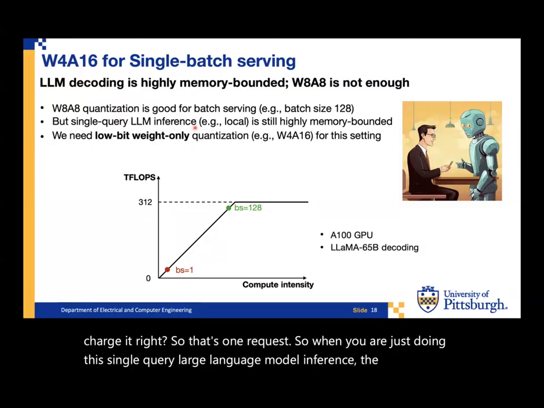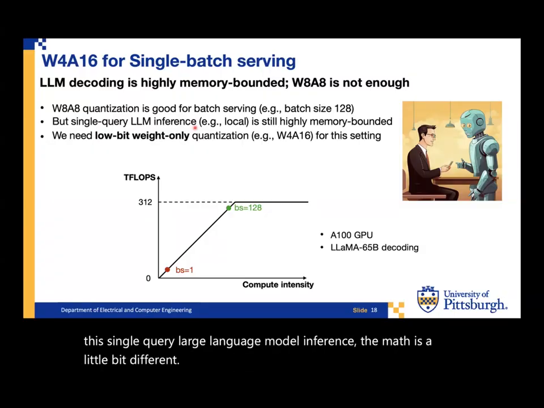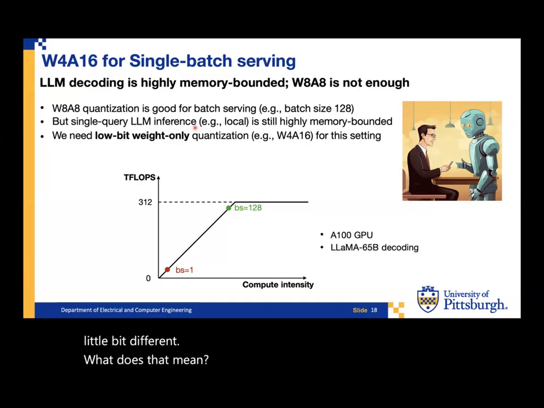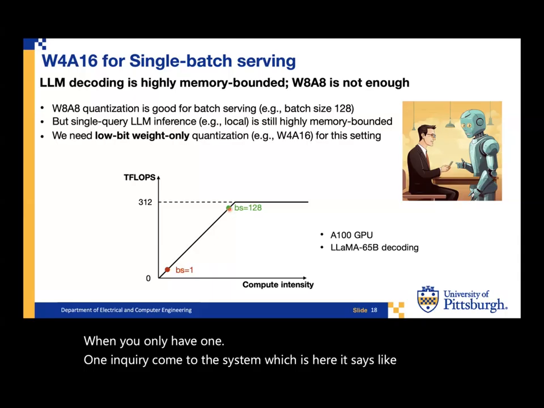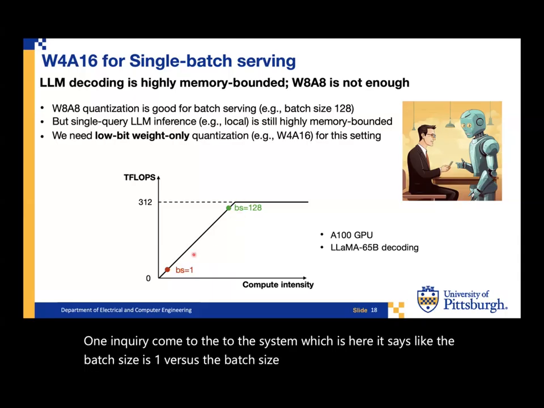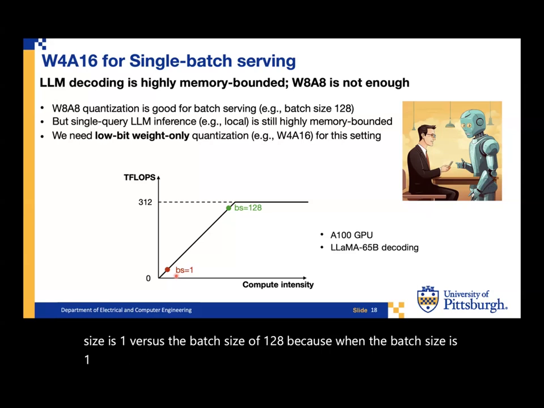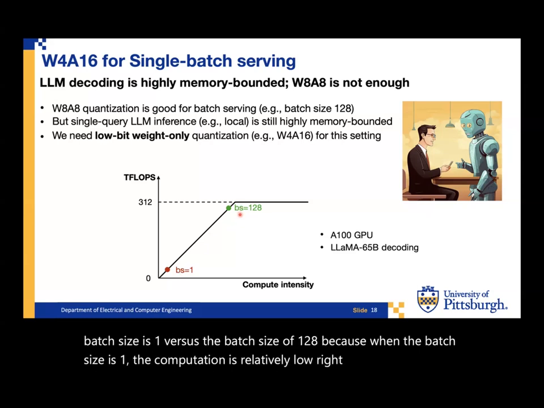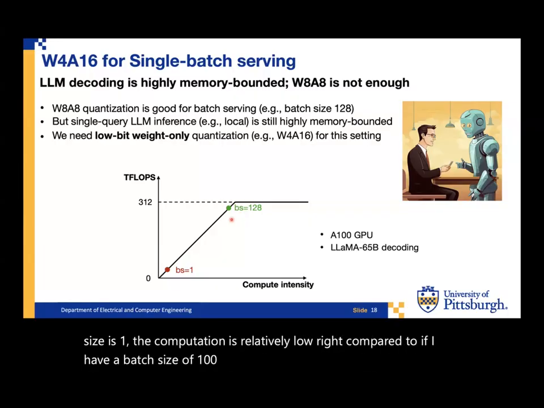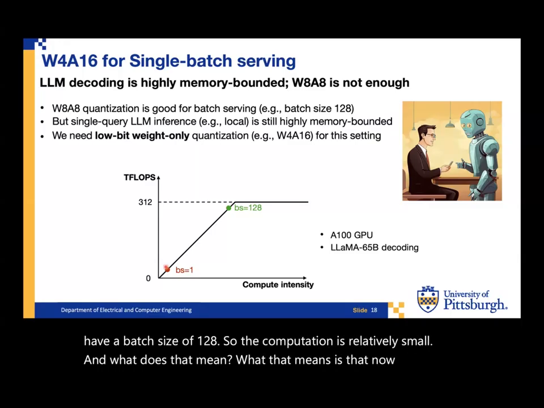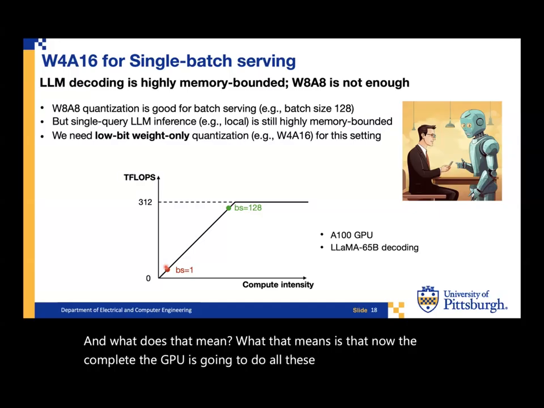So when you are just doing this single-query large language model inference, the math is a little bit different. What does that mean? When only one inquiry comes to the system, here the batch size is one versus a batch size of 128. When the batch size is one, the computation is relatively low compared to a batch size of 128. So the computation is relatively small. What does that mean? Now the GPU is going to do all this computation running very hard.